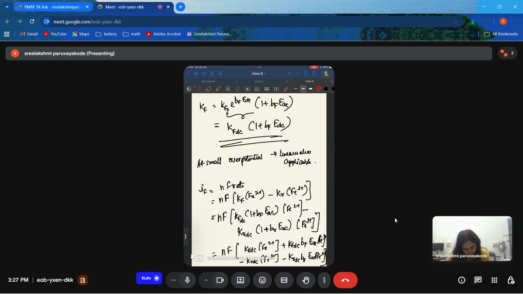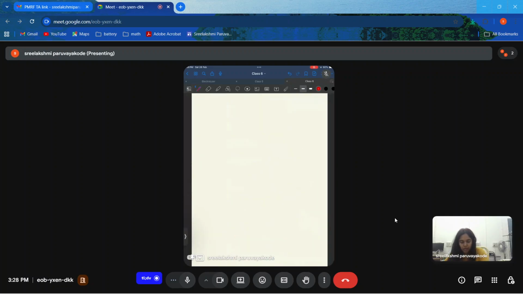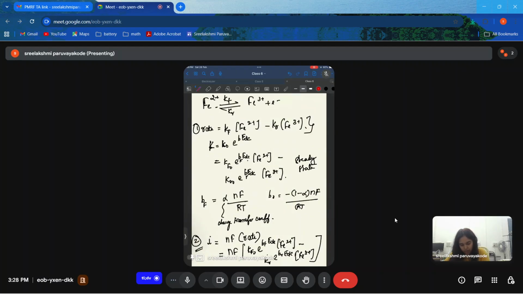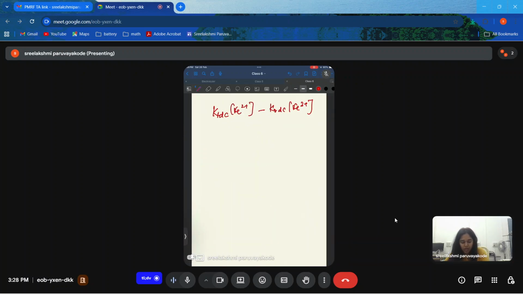Now see this. The first term is kfDC into Fe2+. We also have minus krDC Fe3+. That is kfDC Fe2+ minus krDC Fe3+. Let's go back to the equation. kfDC into Fe2+ minus krDC into Fe3+, which is also a type of rate equation, right?